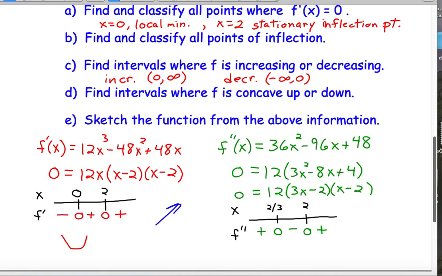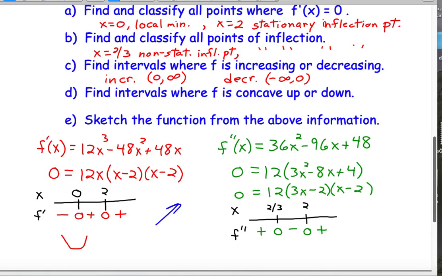So I've already answered B, find and classify all points of inflection. So we've already got the x equals 2, leave that there, stationary inflection point. And then at x equals 2/3, we have a non-stationary inflection point.